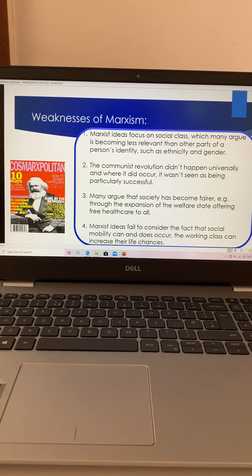And then they fail to consider things like social mobility can and does occur, and the working class do increase their life chances. So just because you're from a working class background doesn't mean you can't push through that glass ceiling and actually go on to achieve. It makes assumptions that if you're in that certain class, you're not going to progress any further, based on your class.